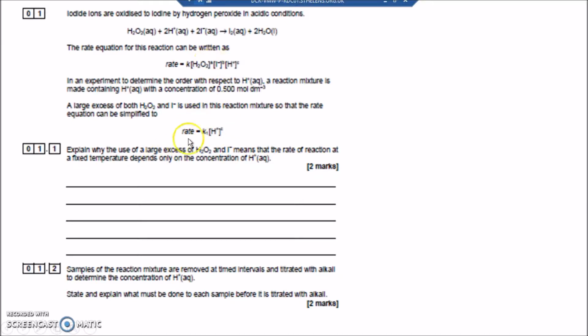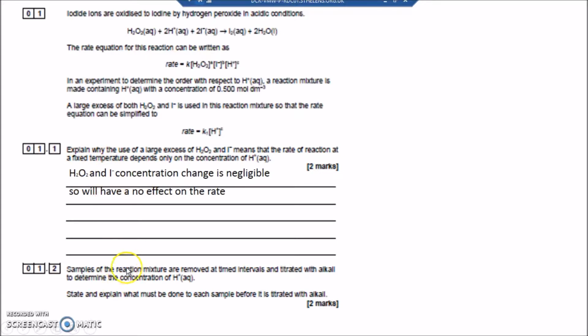How can that be? Well, if you use large excesses of hydrogen peroxide and iodide ions, then any changes in their concentration are negligible and so will have no effect on the rate. The easiest way of explaining that is if, for example, I poured a cup of salt into the sea, it would have a negligible effect on the concentration of salt in the salt water. That's because the sea is so large. So changing the concentration of these is going to have a negligible effect because you're using a large excess of them.